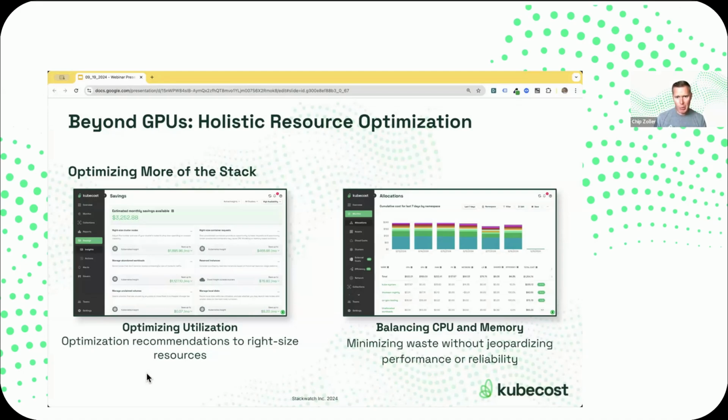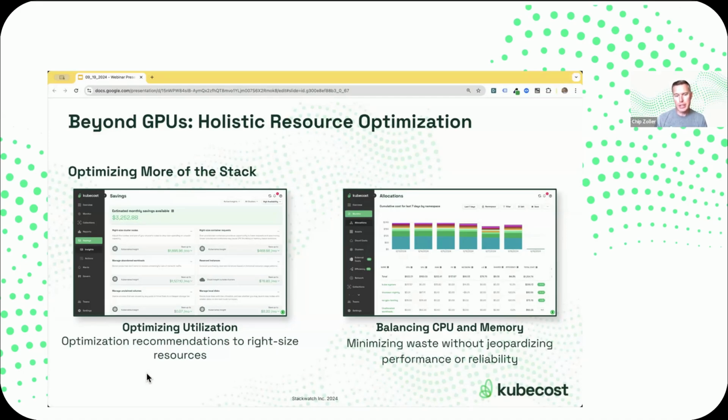So optimizing more of the stack is going a step further and being proactive about identifying where you can save money, about how much money you can save, and in all the dimensions in which you can save. The screenshot on the left that you're seeing here is our Saving Insights page, in which there are a number of cards that provide you proactive savings opportunities, both from a Kubernetes perspective, but also from a cloud spend perspective. And I'll talk in just a couple slides about how we're thinking about going forward with that in GPUs.